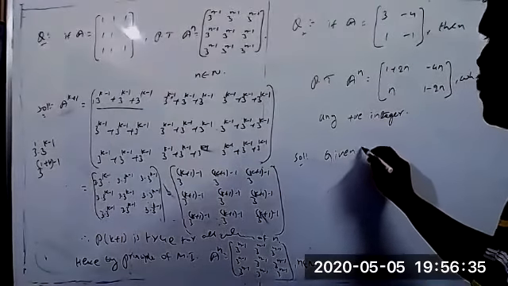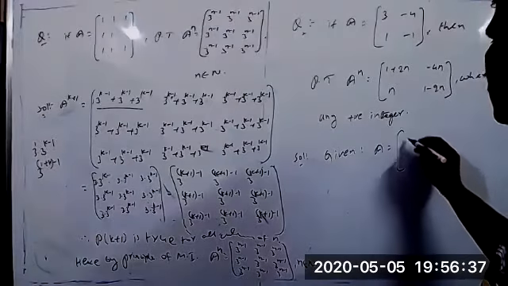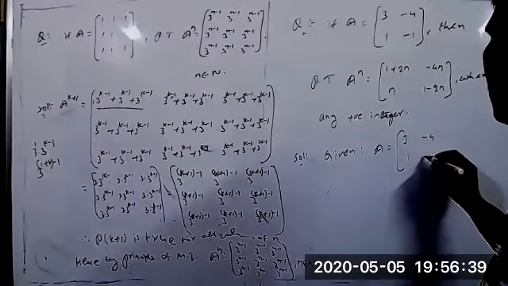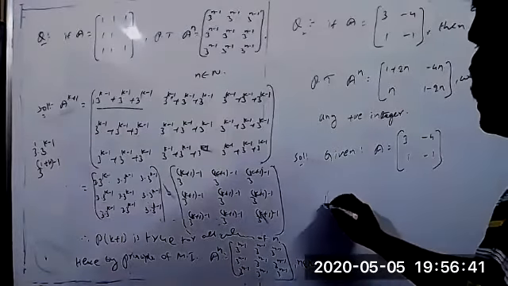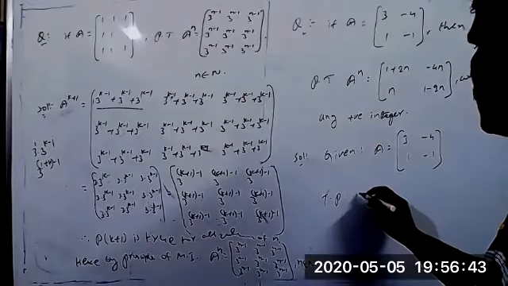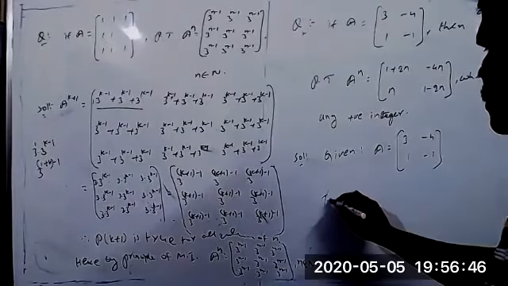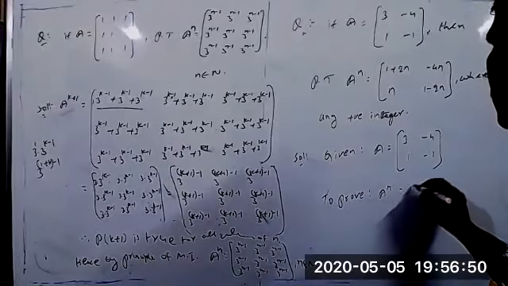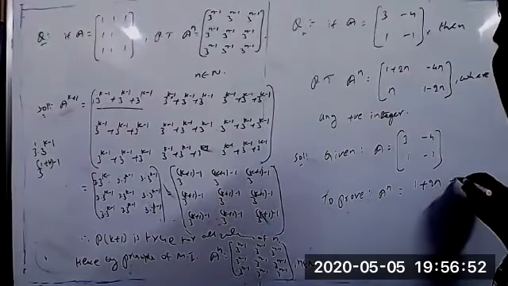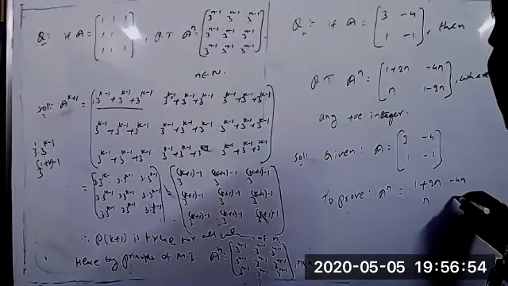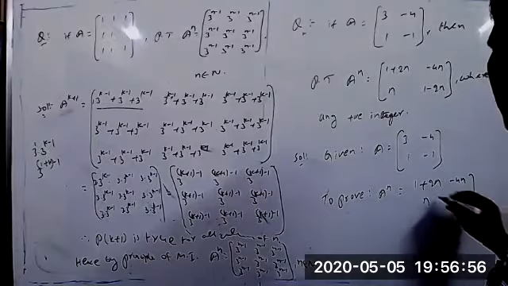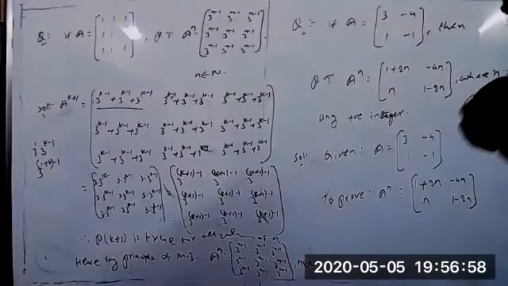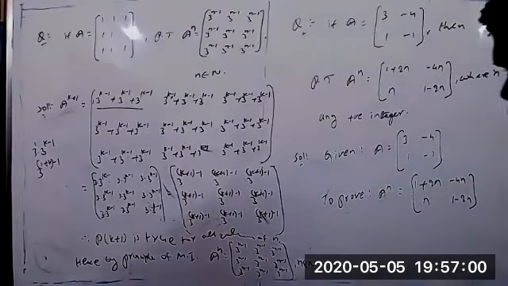First, what is given now? Given A equal to [3, -4; 1, -1]. And to prove, what do you have to prove here now? A to the power n equal to [1 + 2n, -4n; n, 1 - 2n]. We have to prove this.